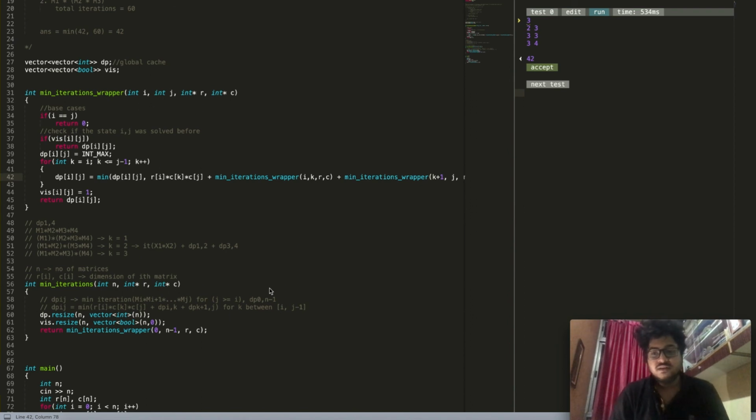The last thing that we need to do here is a time and space complexity analysis. Coming to the time complexity analysis, the total number of states in this case is O of n square, and the time taken to compute each state on average is O of n. So that leads to a total time complexity of O of n cube. Coming to the space complexity, since we have defined a 2-dimensional DP array and a 2-dimensional visited array, the total space complexity is O of n square.